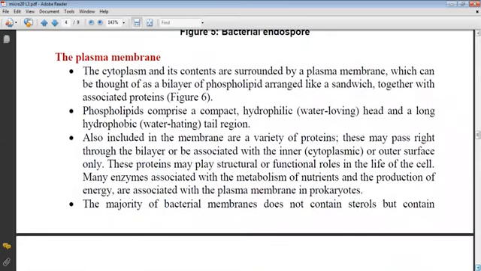نجي إلى التركيب الآخر المهم، the plasma membrane. The cytoplasm and its contents are surrounded by a plasma membrane, which can be thought of as a bilayer of phospholipid arranged like a sandwich together with associated proteins.